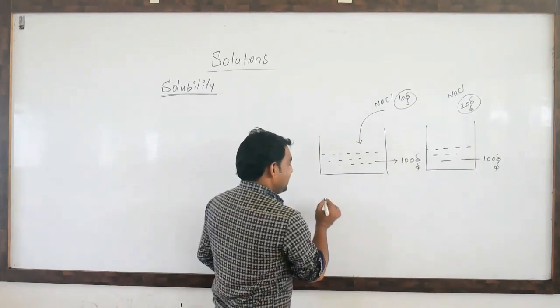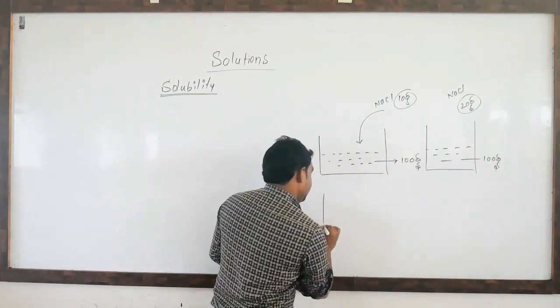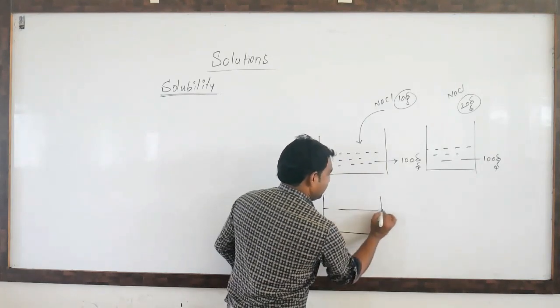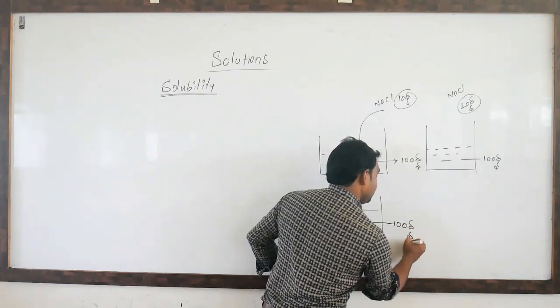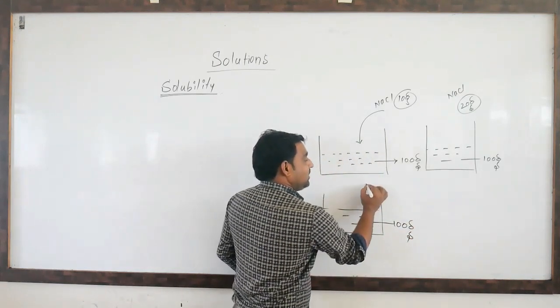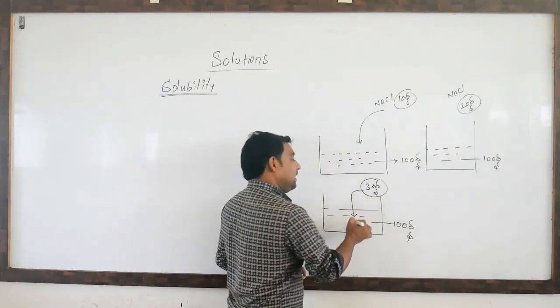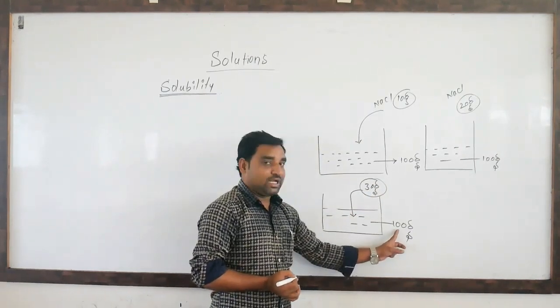I will consider one more beaker containing the same amount of solvent, that is 100 gram. If you add 30 gram of sodium chloride to this solvent, that 30 gram will be dissolved in the 100 gram.